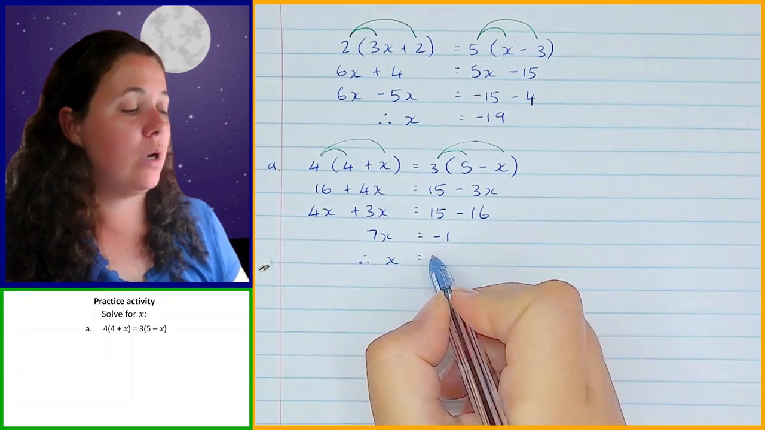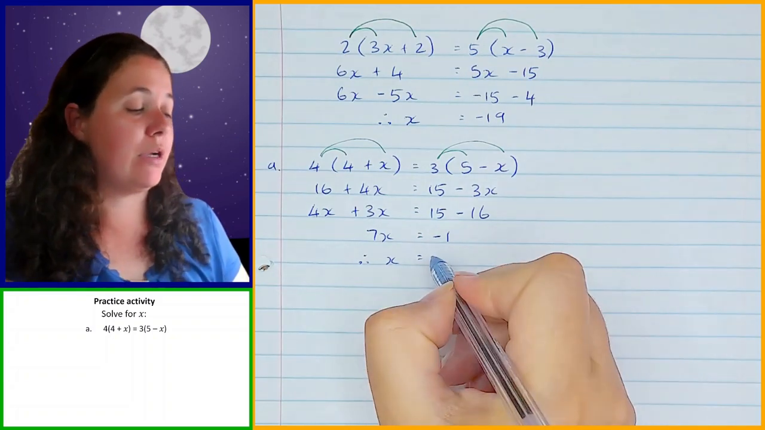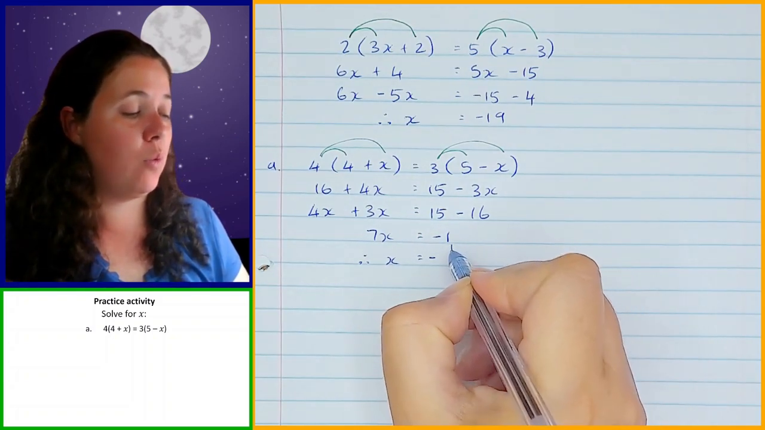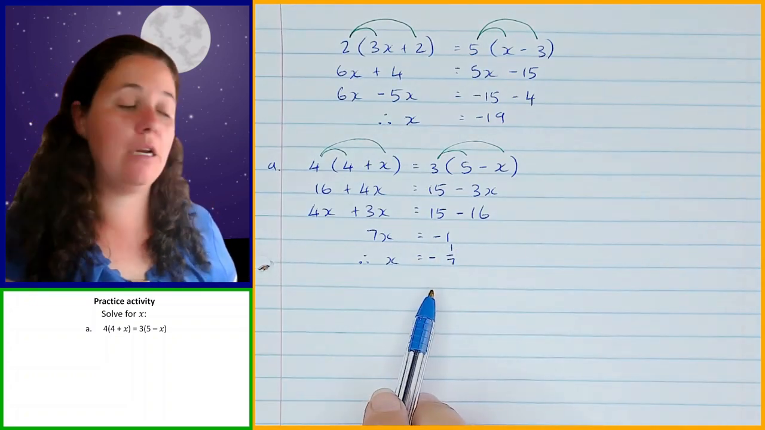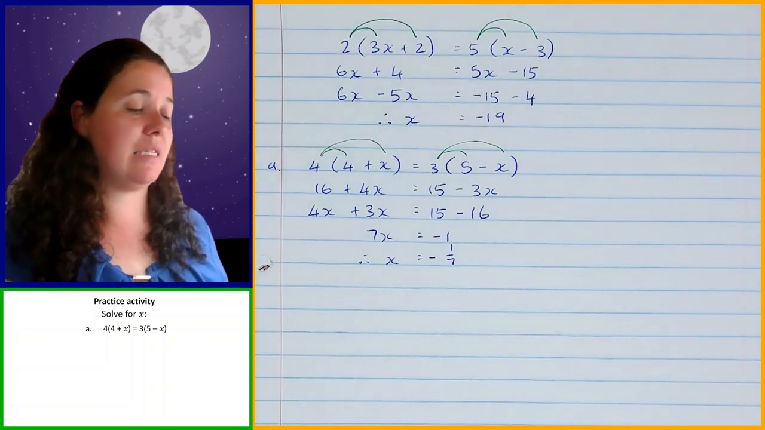So I have negative 1 divided by 7. Remember, we're going to write it as a fraction, negative 1 over 7. Now I can't simplify that fraction any further, so I'm going to leave it as it is.